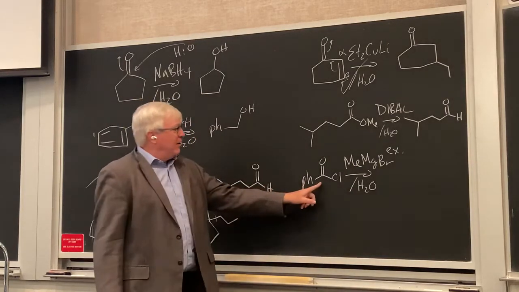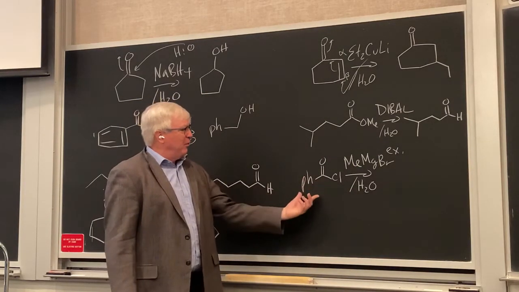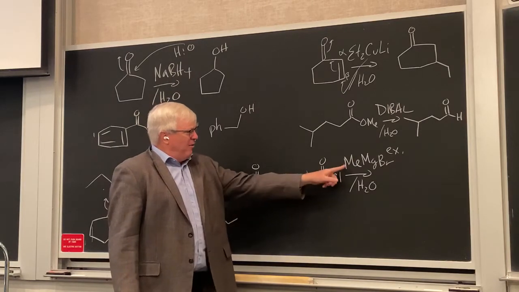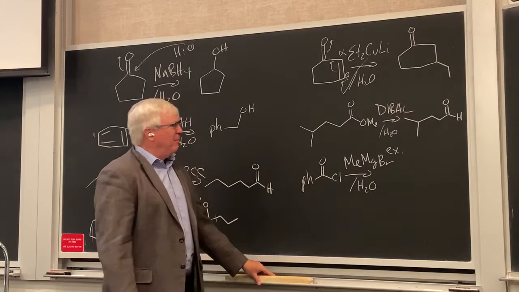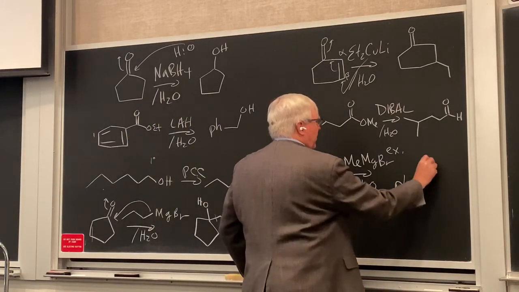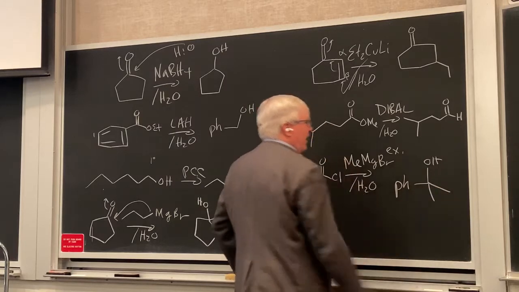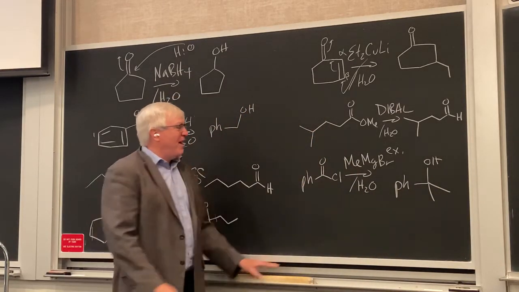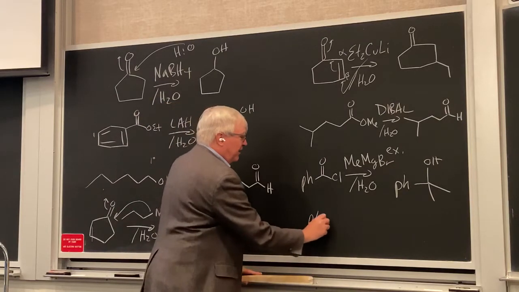Okay, how about benzoyl chloride? This is from benzoic acid, the acid chloride, with excess methyl magnesium bromide. Yeah, this will go to the tertiary alcohol. So your tetrahedral intermediate has the chloride on it. Maybe we could review that quickly.